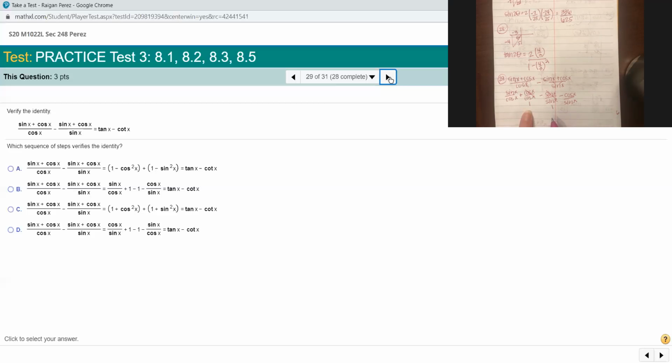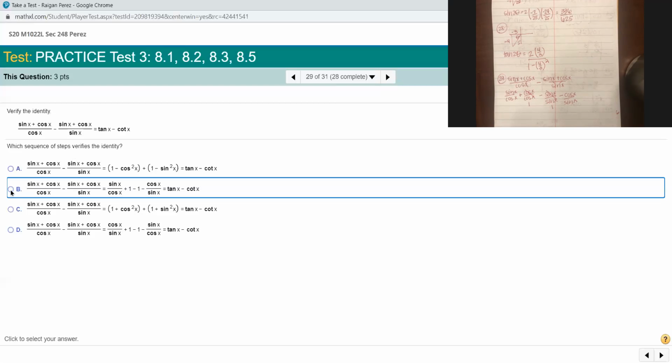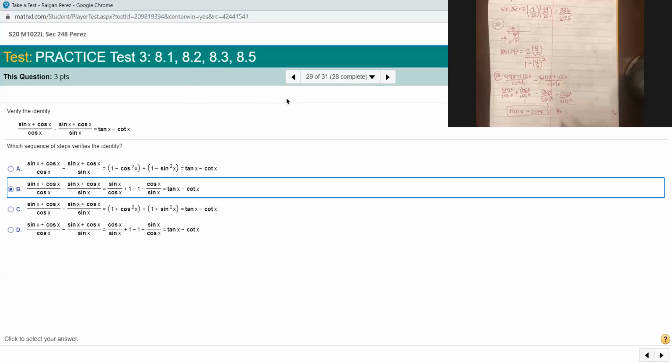So it basically would be B or C. So we've got to look at the one that lines up. So sine x over cosine x plus 1 minus 1 minus cosine. Yeah, should be this one, because then sine over cosine is tangent x. 1 minus 1 is 0, and cosine minus sine is minus cotangent x, which is what we're left with. So our answer there is B. Hope that makes sense.